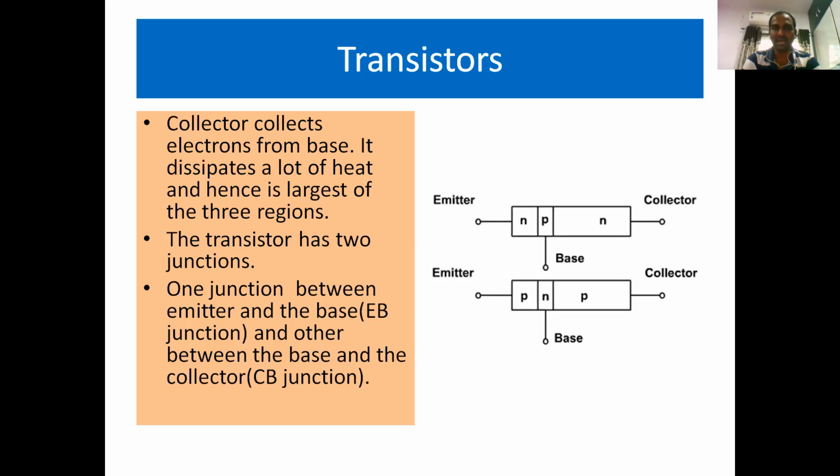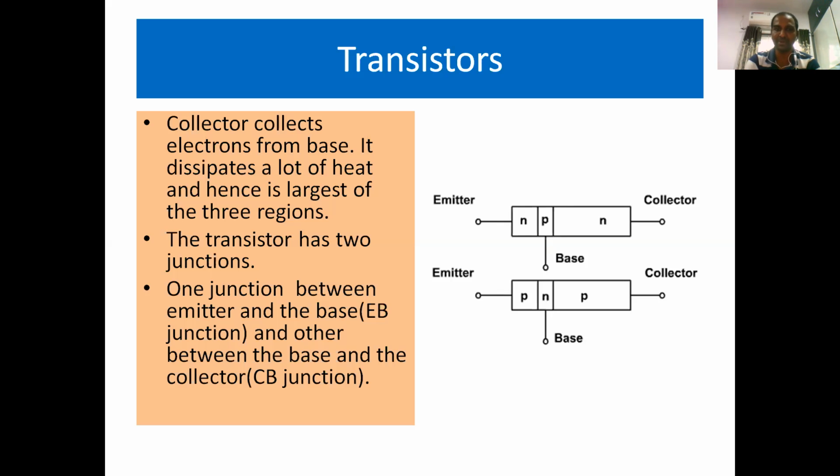The collector collects the electrons from the base, it dissipates a lot of heat, hence it is the largest of the three regions. The transistor has two junctions. If we consider the NPN transistor, NP is one junction and PN is another junction. The first junction is similar to the emitter base diode and the second junction is similar to the collector base diode. That's why the transistor usually has two junctions.